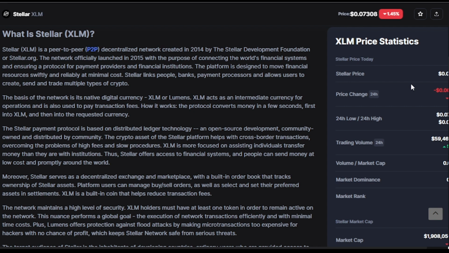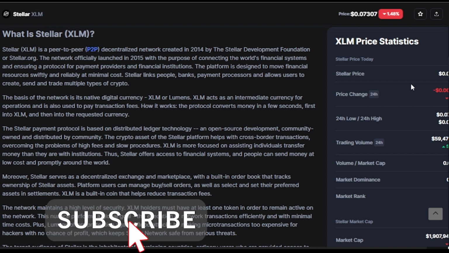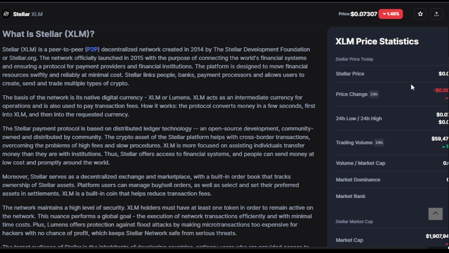The Stellar payment protocol is based on distributed ledger technology, an open source development community owned and distributed by the community. The crypto asset of the Stellar platform helps with cross-border transactions, overcoming the problem of high fees and slow procedures. XLM is more focused on assisting individuals to transfer money than institutions. Thus, Stellar offers access to the financial system, and people can send money at low cost around the world.